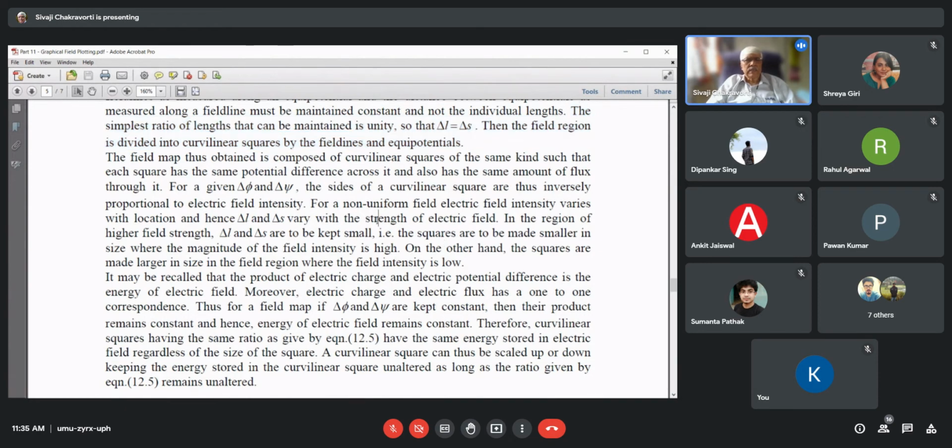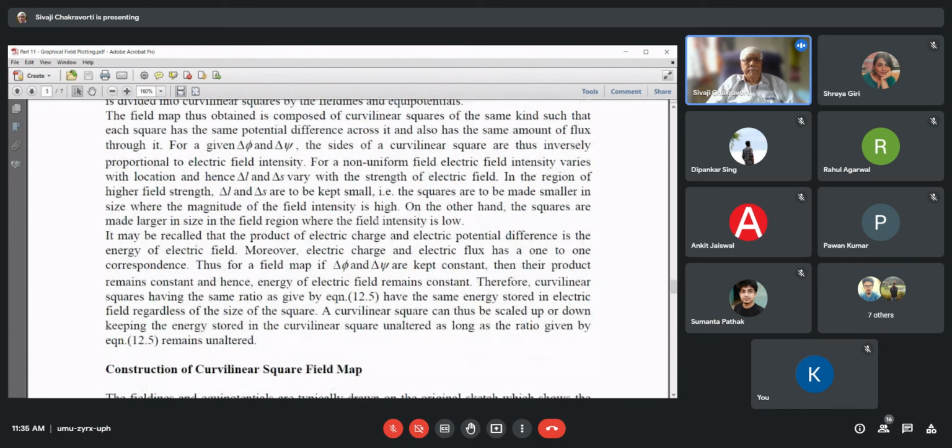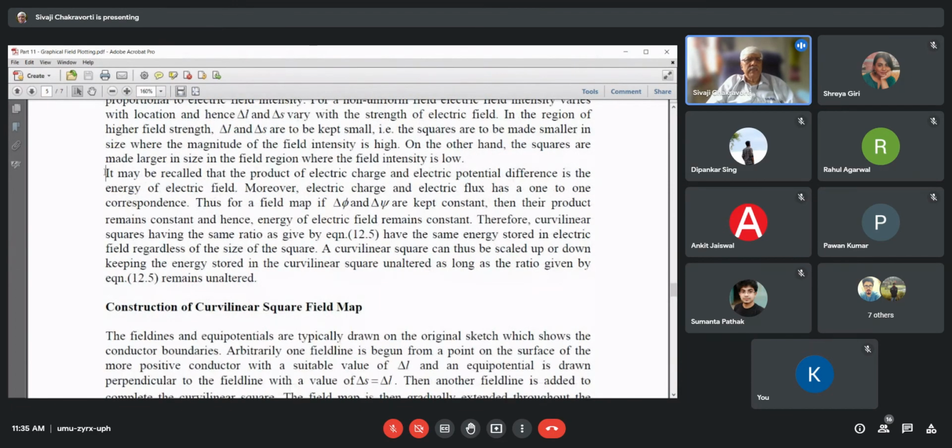What is important here is another point written here. Just see, the product of electric charge and electric potential difference is the energy of the electric field. It is very well known. And we also know that electric charge and electric flux have a one-to-one correspondence, particularly in the SI unit system. That means we know that 1 coulomb of charge produces 1 coulomb of electric flux.